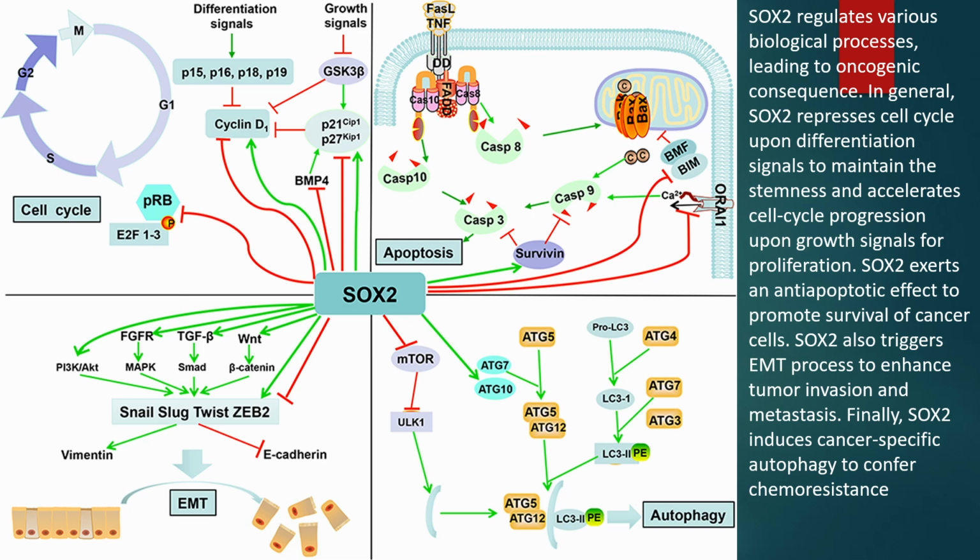SOX2 regulates various biological processes leading to oncogenic consequences. In general, SOX2 represses the cell cycle upon differentiation signals to maintain stemness and accelerates cell cycle progression upon growth signals for proliferation. SOX2 exerts an anti-apoptotic effect to promote survival of cancer cells. SOX2 also triggers EMT processes to enhance tumor invasion and metastasis. Finally, SOX2 induces cancer-specific autophagy to confer chemoresistance.